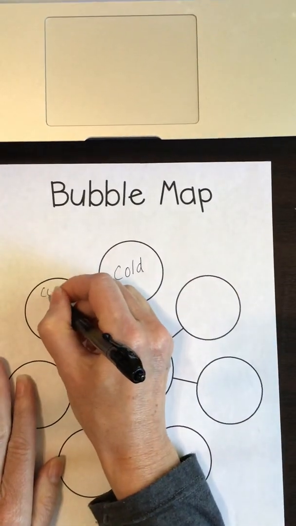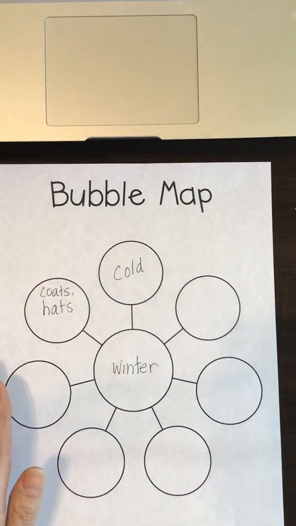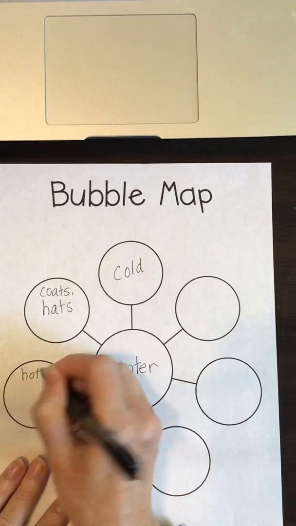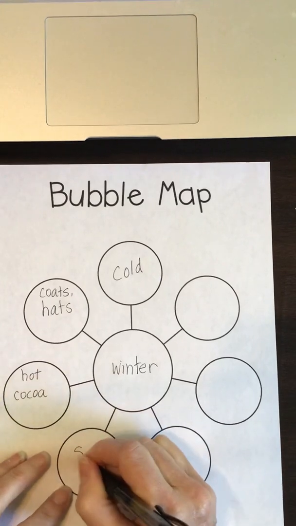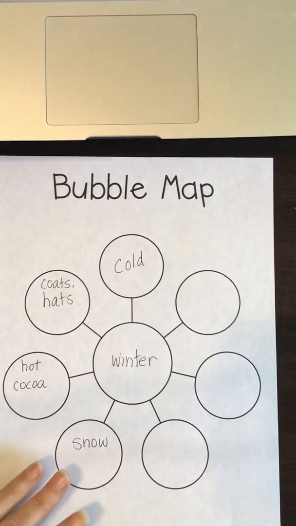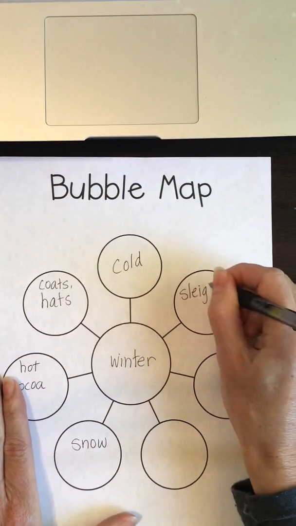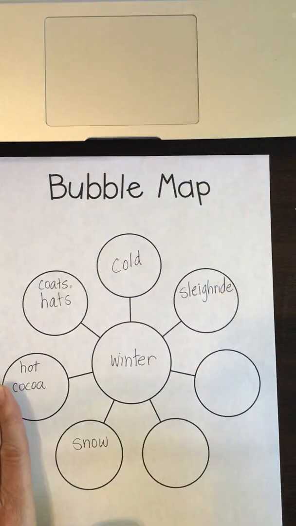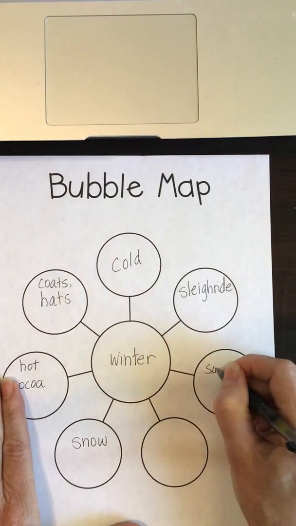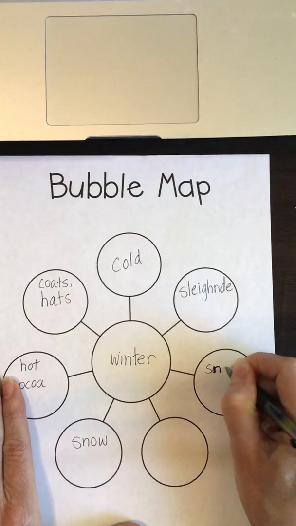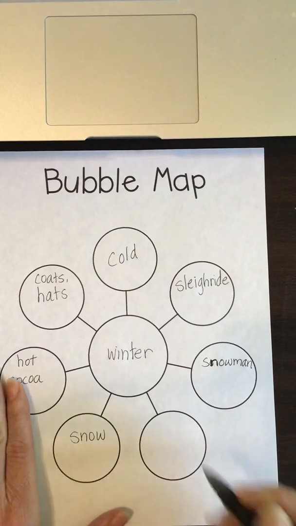I know that we wear coats and hats in winter. I might be drinking some hot cocoa in winter. It might snow in winter. We might get a sleigh ride if we're lucky in winter. There could be building a snowman. Oops, snowman. Let's fix that. In winter. And we might have a snowball fight.